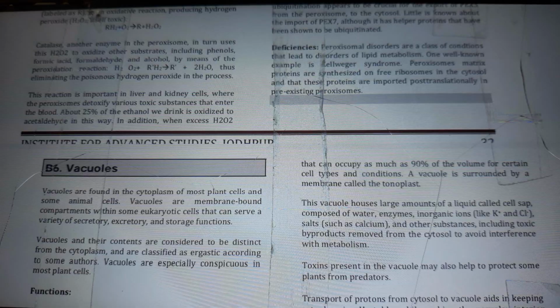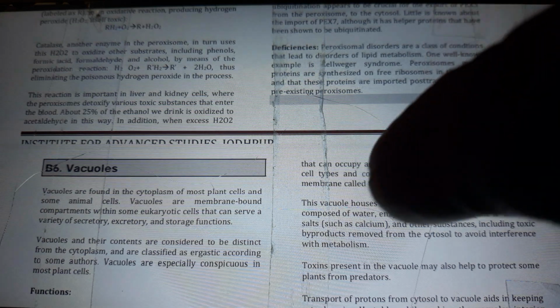Deficiencies. Peroxisomal disorders are a class of conditions that lead to disorders of lipid metabolism. One well-known example is Zellweger syndrome. Peroxisomal matrix proteins are synthesized on free ribosomes in the cytosol, and these proteins are imported post-translationally into pre-existing peroxisomes.